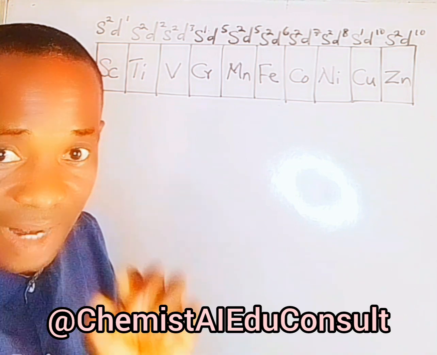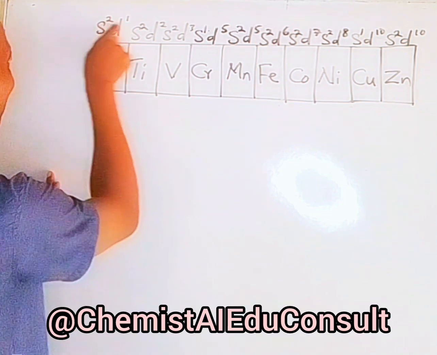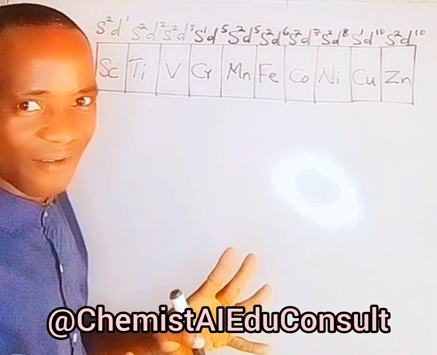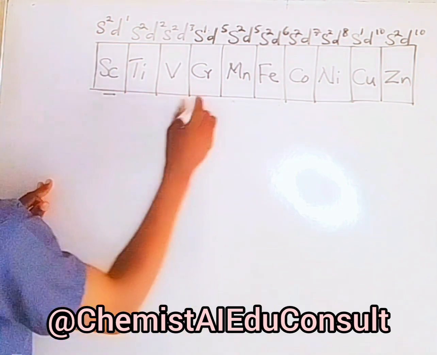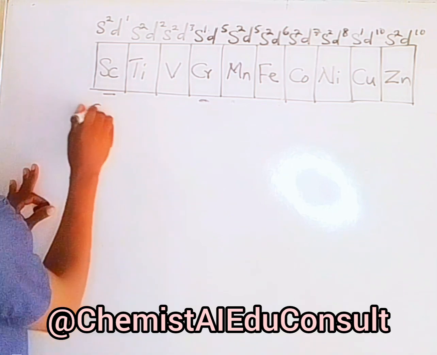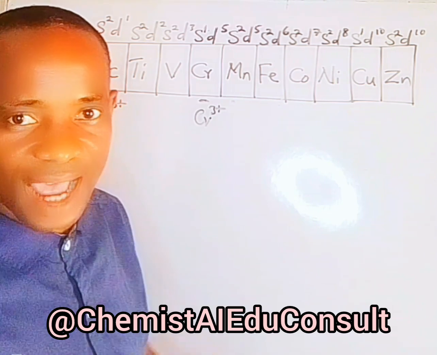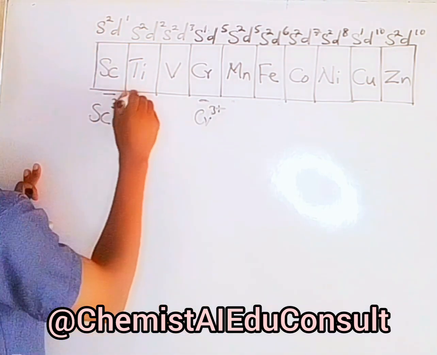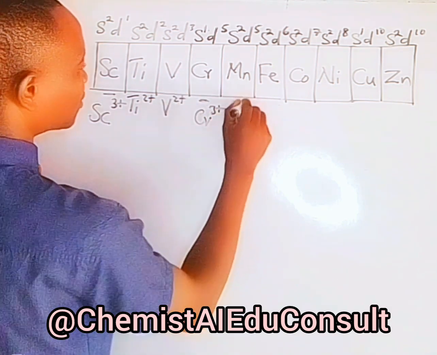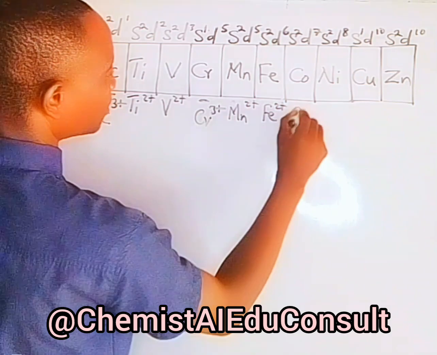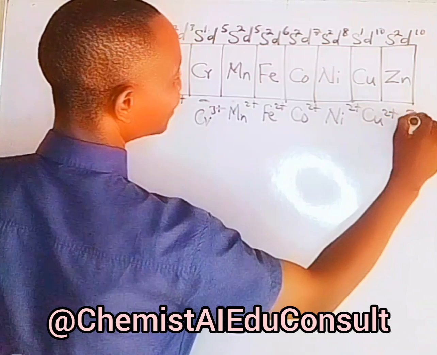Their most stable ion is in the +2 oxidation state. That is, when they lose 2 electrons from the s orbital, they have a very stable ion. The exception to this rule is scandium and chromium, whose most stable ions are in 3+ oxidation states. For others, their most stable ions are in +2 oxidation states: titanium 2+, vanadium 2+, manganese 2+, iron 2+, cobalt 2+, nickel 2+, copper 2+, and zinc 2+.